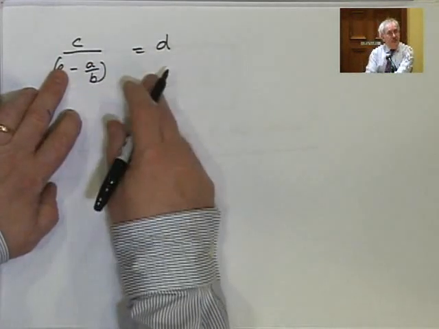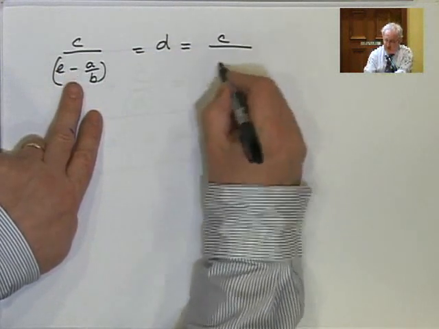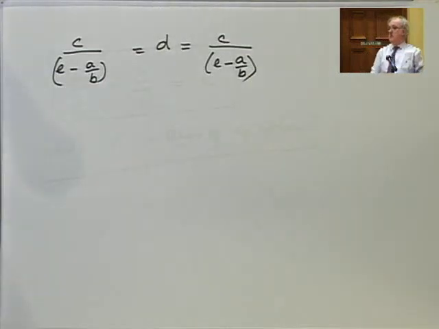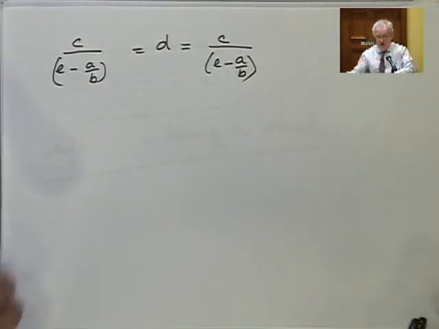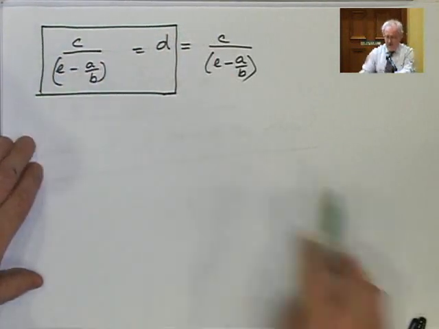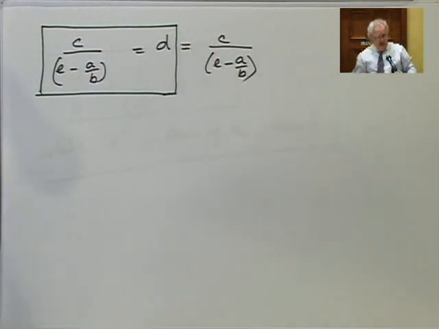And really I could just swap that. I could say if D is equal to it this way, it's equal to it this way: C over E minus A over B. I could do it that way. Or let's say, I really don't like it on the right hand side.